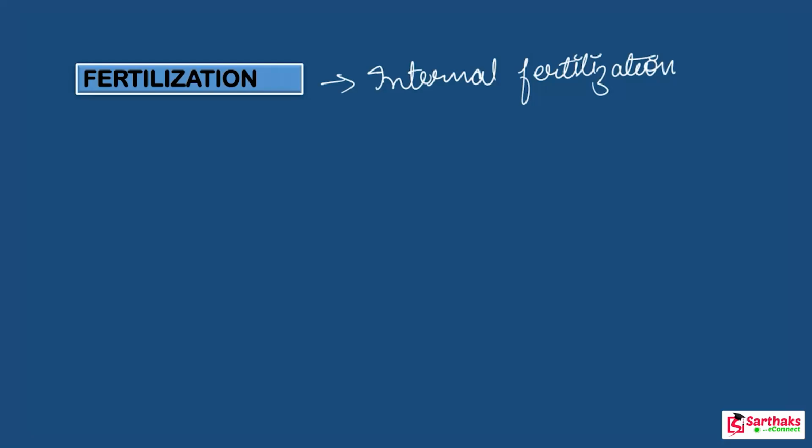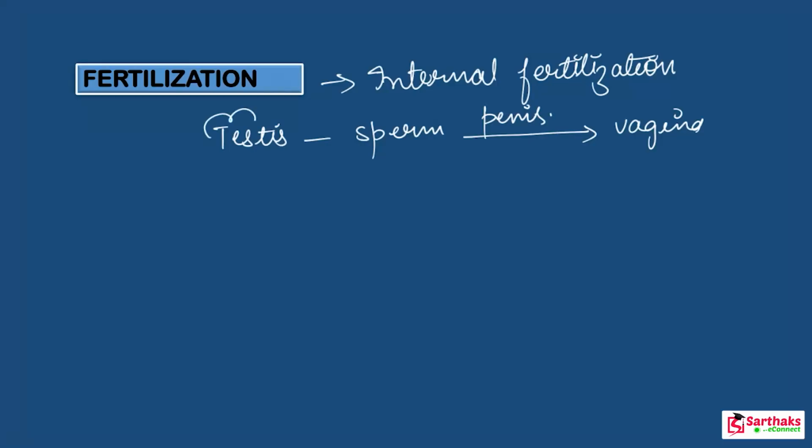Internal fertilization takes place because the sperms are made in the testes, as I told you. Write down that the testis forms these sperms. The sperms are introduced into the vagina of the female through the penis. I hope you got it, that testes form these sperms which are introduced into the vagina via the penis.